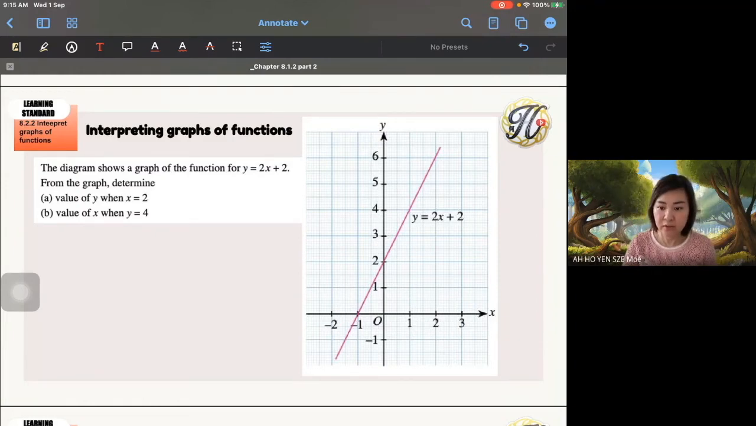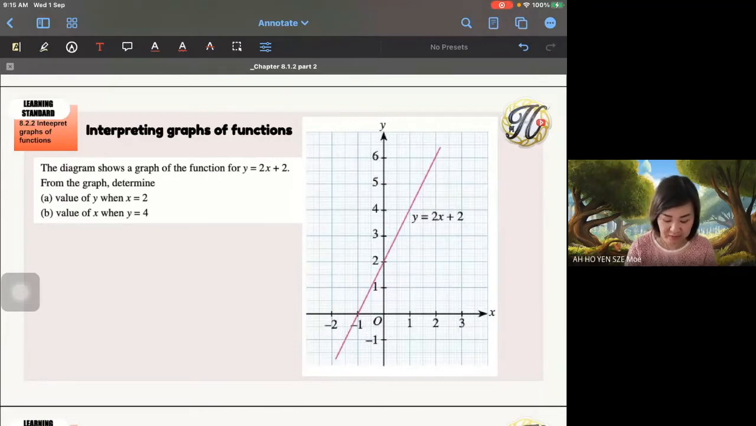Okay, so kita sambung ya. Can we proceed to the next part? Interpreting. So for interpreting, you just need to observe the graph. The graph is given, then questions. From the question, you need to find the answer based on the graph. Kamu kena dapatkan jawapan berdasarkan graph yang diberikan. We call it interpreting graph of function.